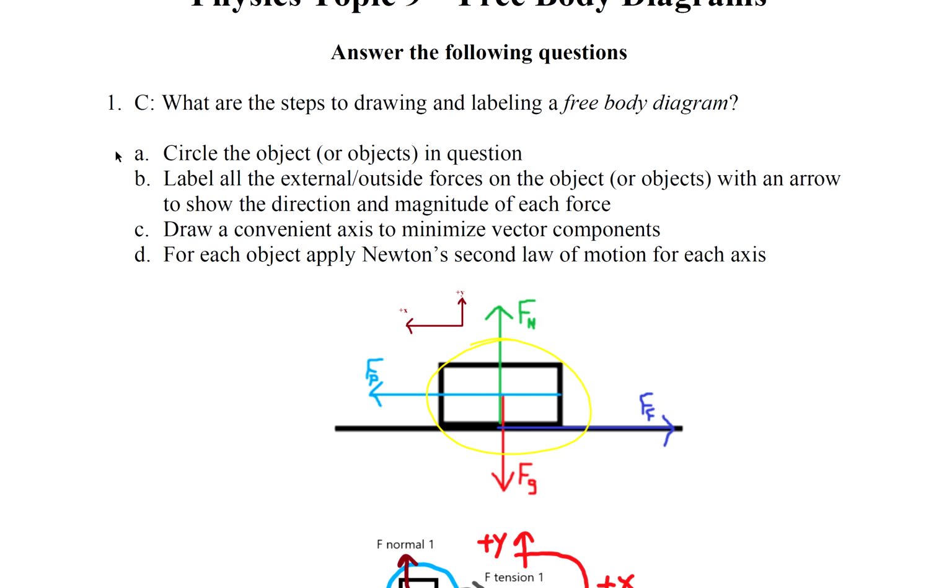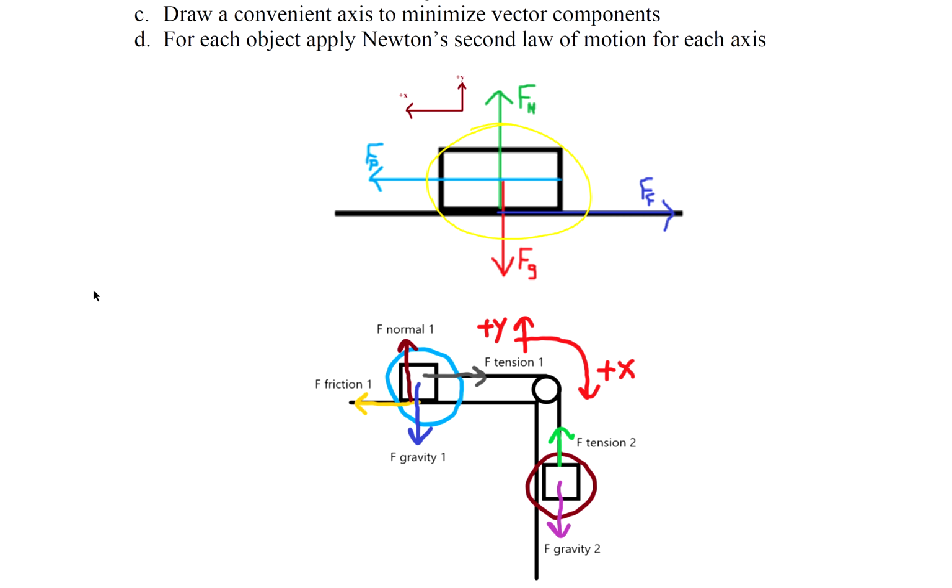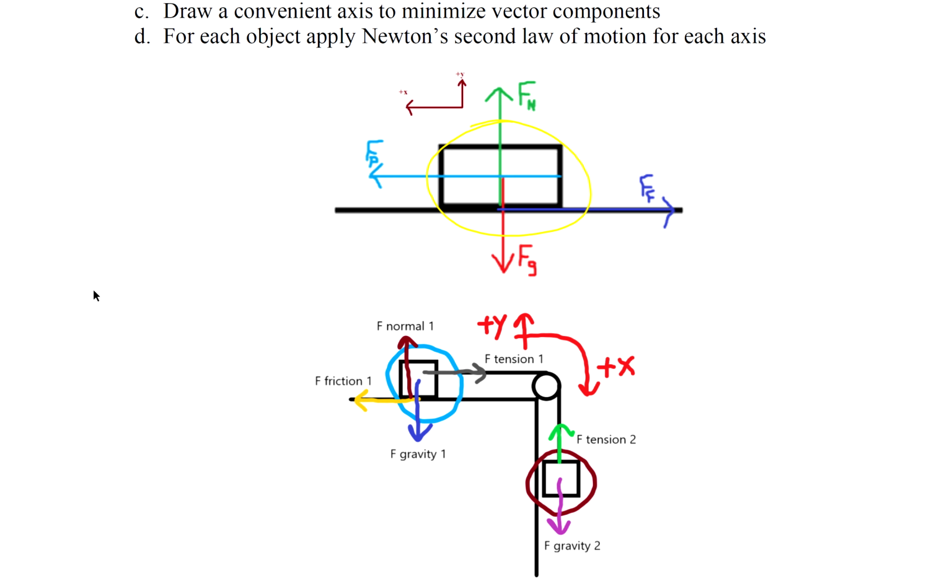of each force. Step 3, draw a convenient x and y axis to minimize vector components. And step 4, for each object, apply Newton's second law of motion for each axis. So for this video, we're only going to go over steps 1 and 2. So these are two examples of free body diagrams, where you circle the object and you label the forces.